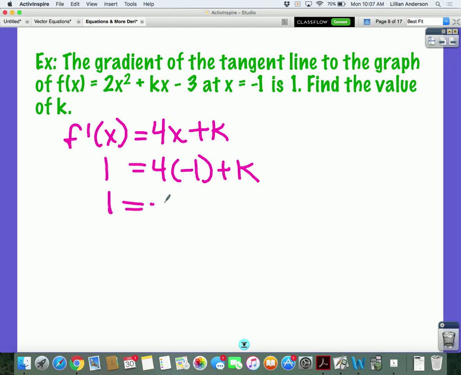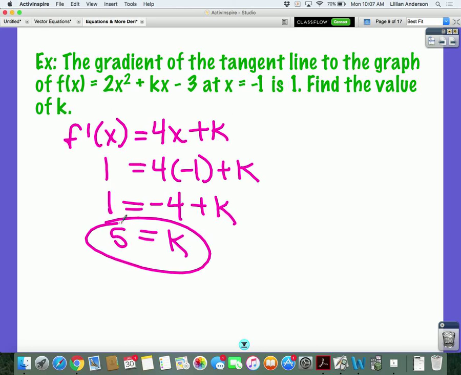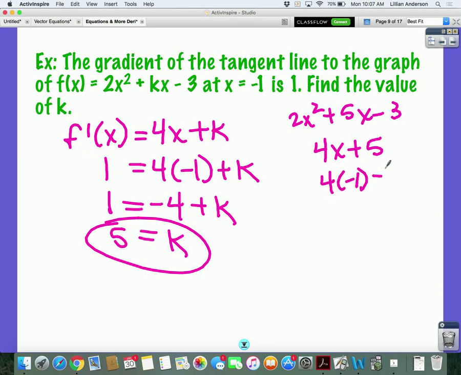So simple enough, we'll have 1 equals -4 plus k. So k is going to be what? 5. There you go. Alright, you can always check by actually figuring out, okay, well, if I have 2x squared plus 5x minus 3, when you take the derivative, of course, it's going to be 4x plus 5. When you go to plug in -1, do you get a positive 1? Sure do. So then you did good.